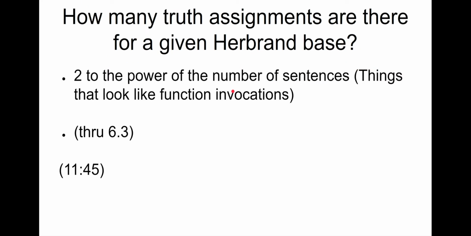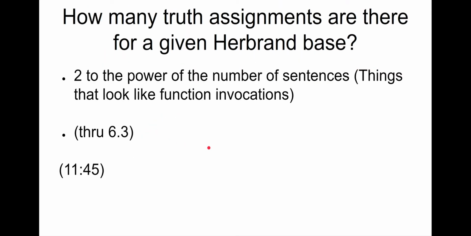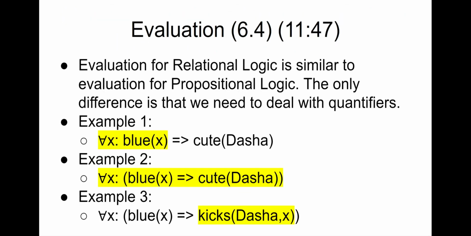Okay. And that's still a little abstract, a little formal. Let's do a little bit more formality, and then we'll give some more concrete examples. So how many truth assignments are there for a given Herbrand base? The answer is it's 2 to the power of the number of sentences. And so here we have 1, 2, 3, 4, 5, 6 sentences. So it's going to be 2 to the 6th in our example. And that's the number of truth assignments for a given Herbrand base.